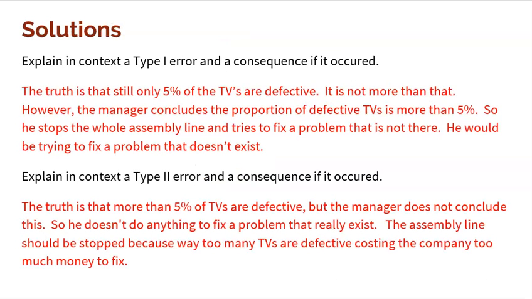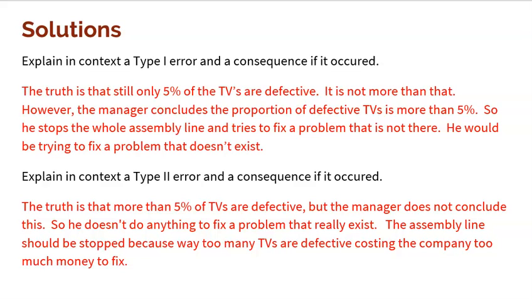All right, so here are my answers. Type 1 error and a consequence. Type 1 error, the null is true. Only 5% of TVs are defective. It's not more than that. However, the manager concludes that the proportion of defective TVs is more than 5%. So he rejects a null that is true. So he stops the whole assembly line. He tries to fix a problem that's not there. He would be trying to fix a problem that doesn't exist.